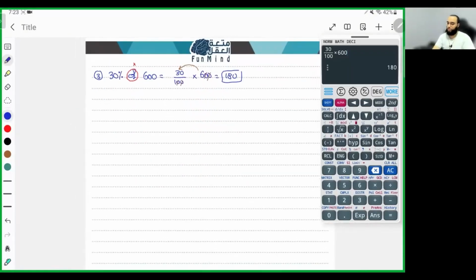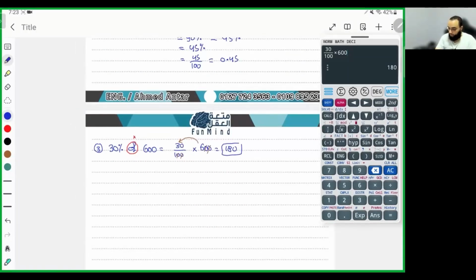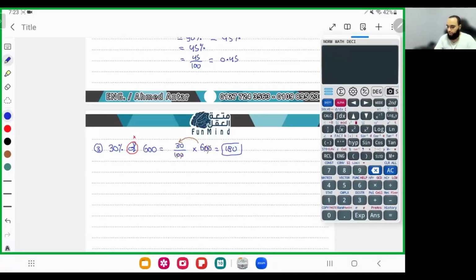Without any percent, because it's a number. 30% of 600 equals 180. So 180 is actually 30% of 600. So 180 divided by 600 gives you 0.3. If you multiply it by 100, it gives you the 30% again.